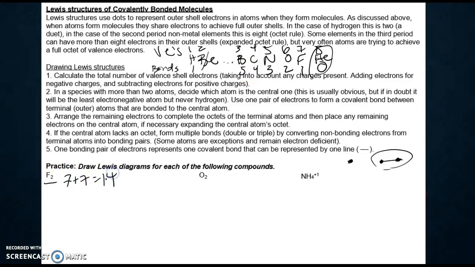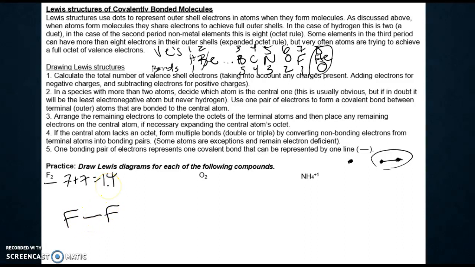So we total 14 valence electrons. We only have 2 atoms, so we don't have to worry about what goes in the middle. I'm just going to write 2 F's to show the 2 fluorines. Each fluorine wants to make 1 bond, so I'm going to draw 1 line in between them. Now I've got 2 electrons represented, basically a dot on either end.